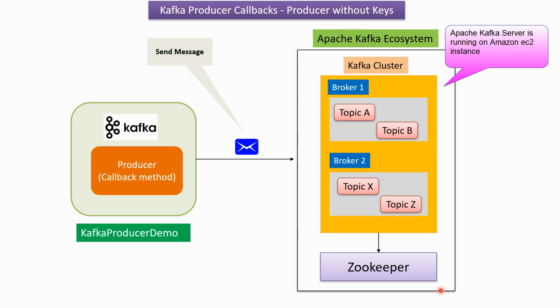Here you can see the Apache Kafka ecosystem. Here you can see the Kafka cluster. It has brokers, and each broker has topics. Here you can see the Kafka producer demo application, which is a Java application, and it has producer code which will send messages to a Kafka topic. And once the message is successfully posted to the Kafka topic, the callback method related to the producer will be called. In the callback method, we can print information like in which topic, which partition, and in which offset the message has been stored.